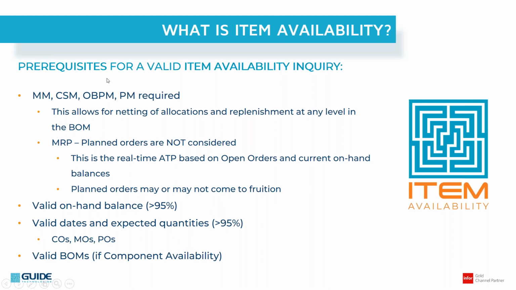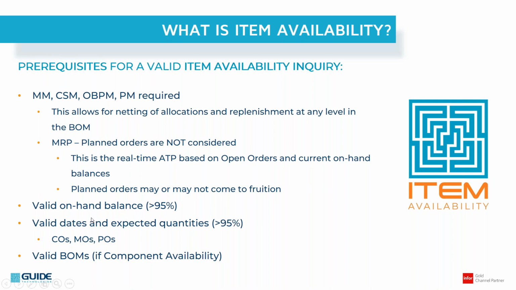So it does this netting and shows a time-phased projected balance. We'll show you that. MRP planned orders are not considered at this point. This is considered an operational module to look at what's available now, based on open orders: customer orders, manufacturing orders, and purchase orders.